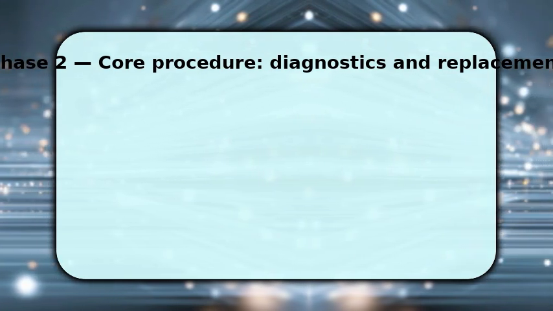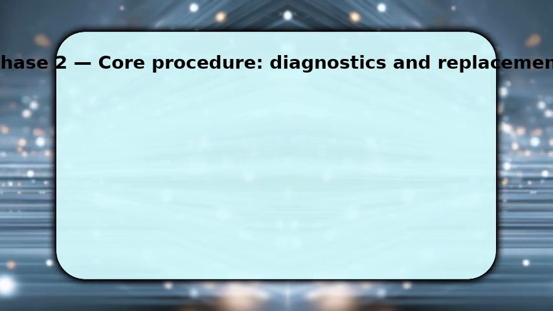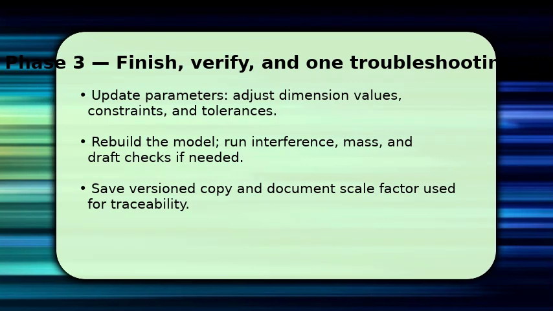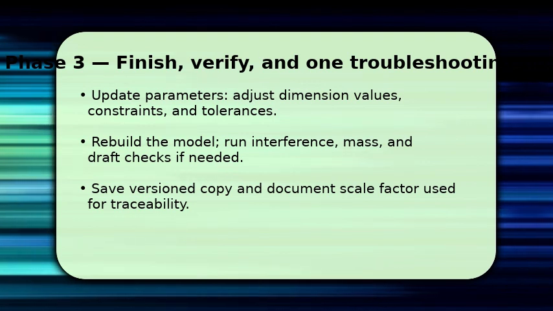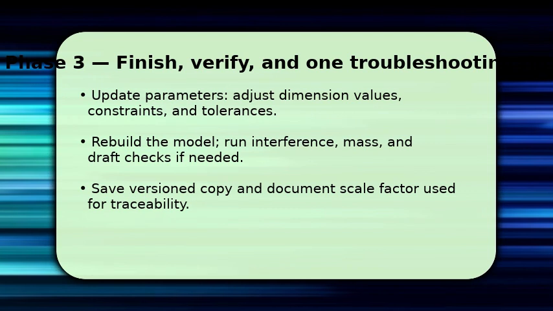After scaling, rebuild the model and update any driven dimensions or formulas so they reflect the new size. Otherwise, downstream features may fail. Then run checks, mass properties, interference, and draft analyses to ensure functional fit. Once satisfied, save a versioned file name and record the exact scale factor you used for traceability.